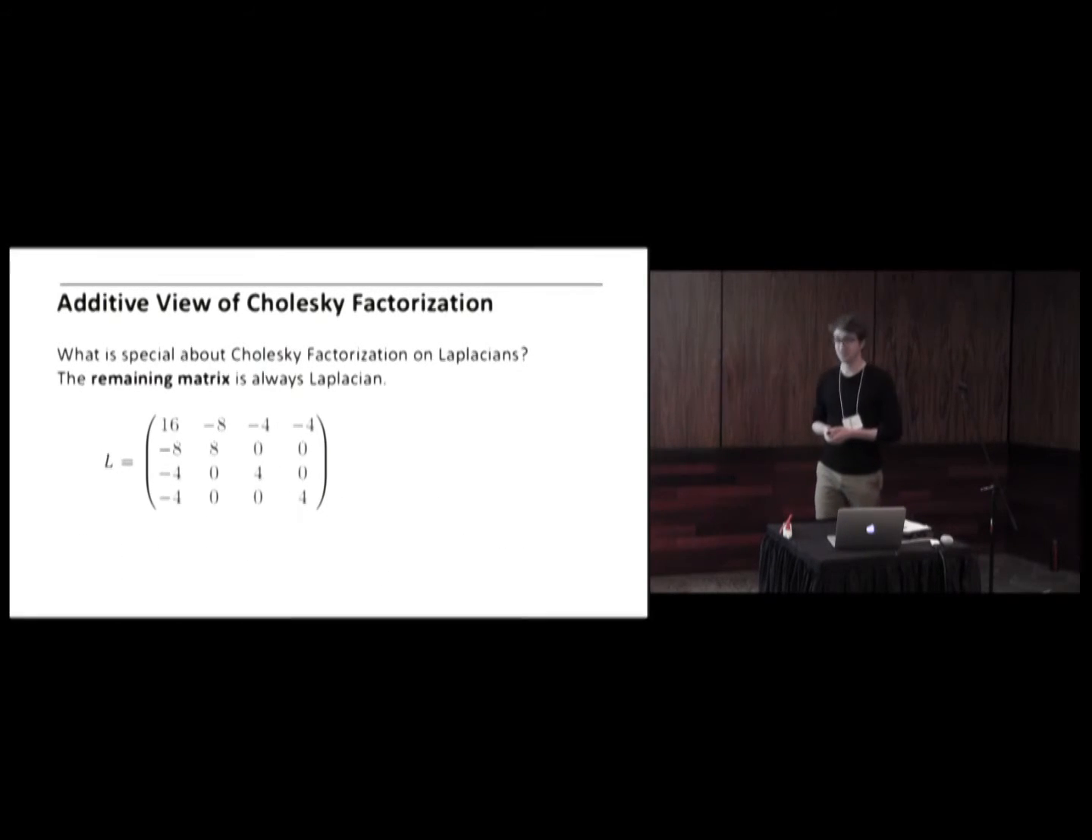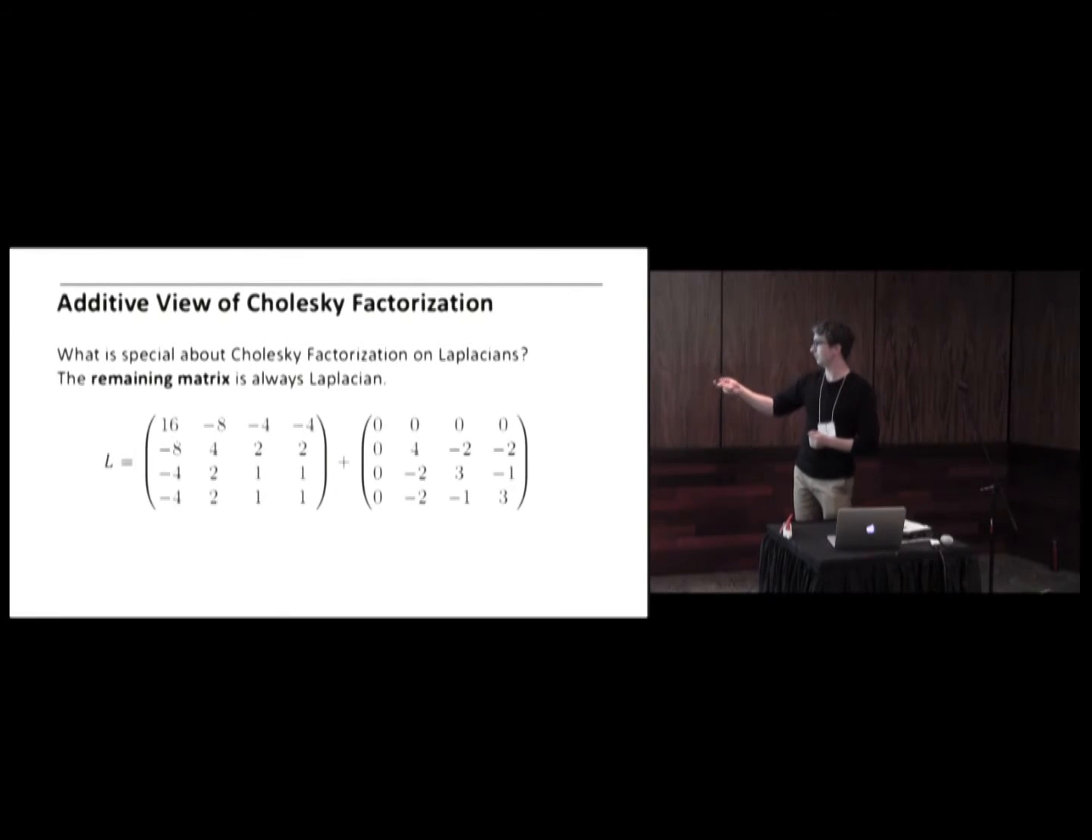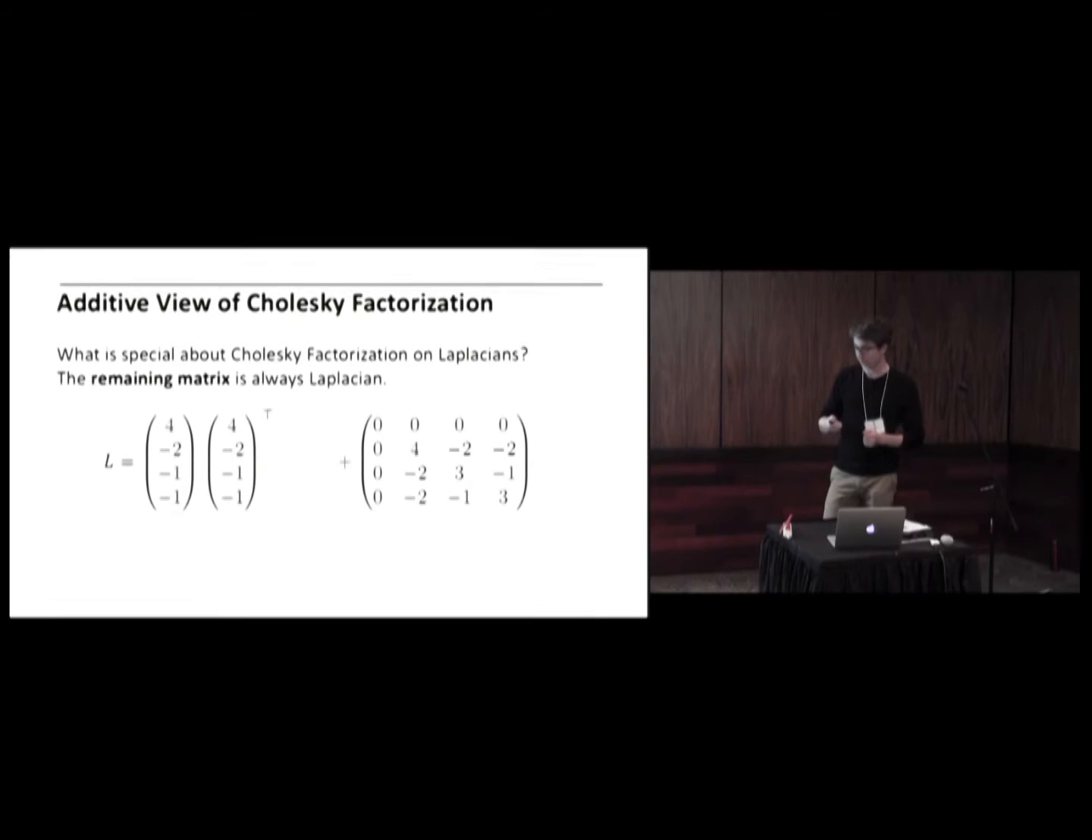Okay, so what's special about doing Cholesky factorization on Laplacians? The remaining matrix is always a Laplacian after we take out some PSD rank 1 terms. So here is a Laplacian matrix. Let's write it as a sum of a rank 1 term that agrees with the first row and column, and then a remaining matrix. So here we have the rank 1 term on the left. On the right, we have the remaining matrix. The remaining matrix is a new Laplacian, and this will always be true. This is going to be extremely helpful because we know a lot about how to approximate Laplacian matrices.